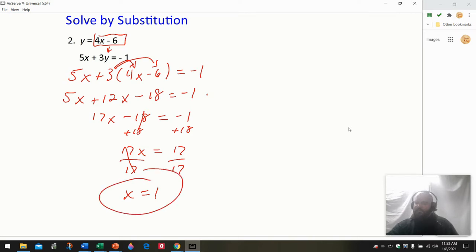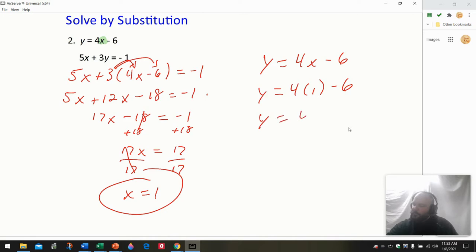So there's one of the two numbers we need. Remember, we also need a y value. We're going to get that y value by substituting this x back into that equation right there. So I'm going to write that equation y equals 4x minus 6. In place of the x, I'm going to put a 1. And I get y equals -2. So there's my other number.